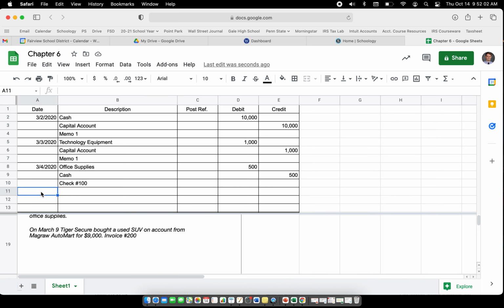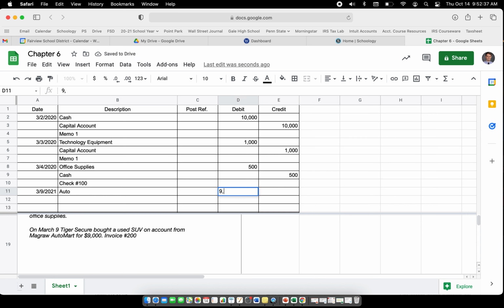Moving down, we're going to go to the transaction on March 9th. And on March 9th, Tiger Secure bought a used SUV on account from McGraw Auto Mart for $9,000, and that was invoice number 200. Which account was debited? If you selected the auto account, that is correct.